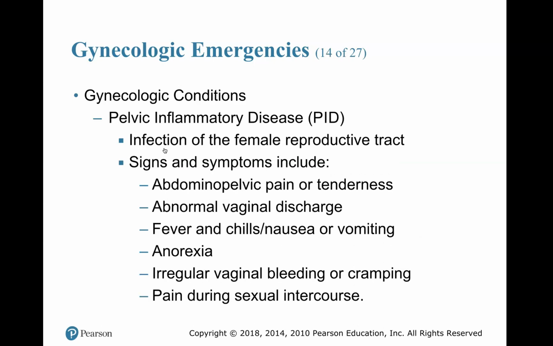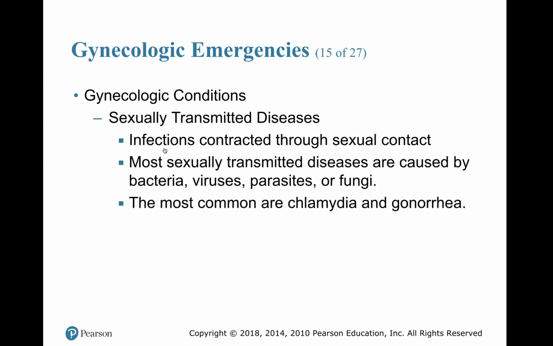Pelvic inflammatory disease, infection of the female reproductive tract. Signs and symptoms include abdominopelvic pain or tenderness, abnormal vaginal discharge, fever and chills, nausea or vomiting, anorexia, irregular vaginal bleeding or cramping, and pain during sexual intercourse.